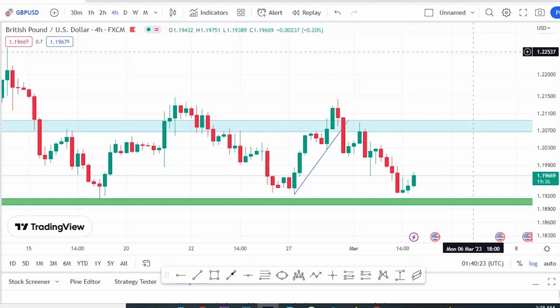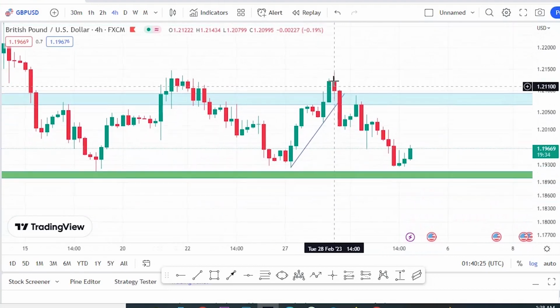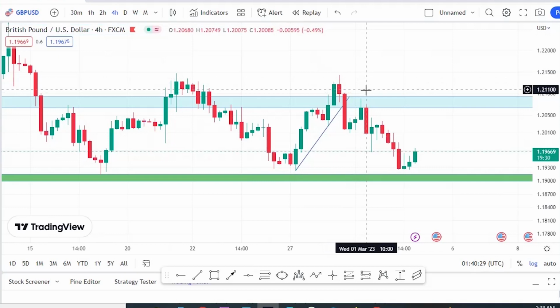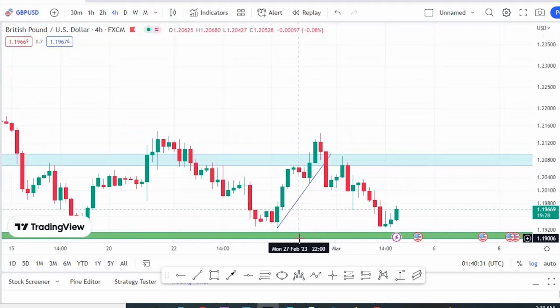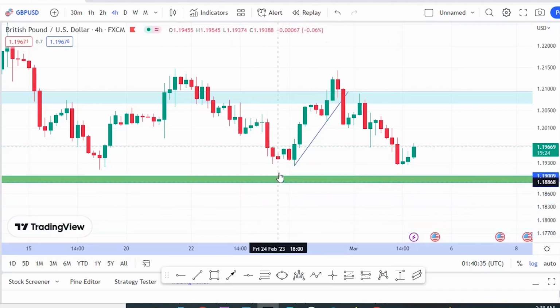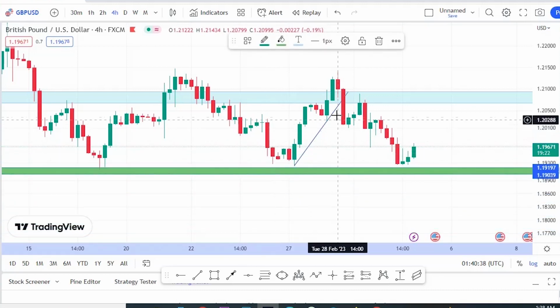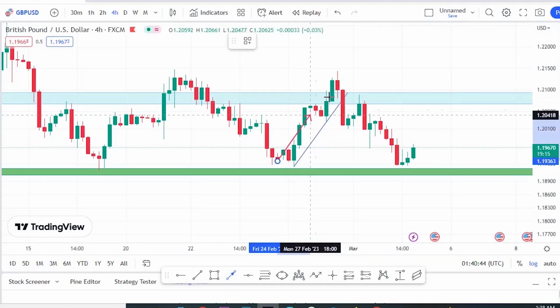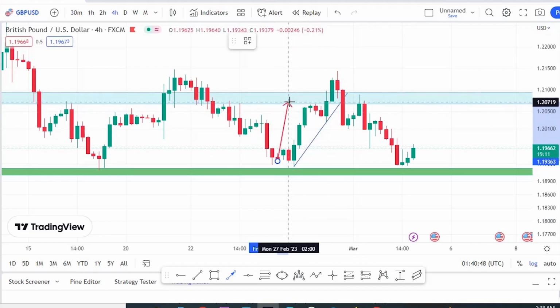So with GBPUSD, price was actually retracing back to the upside, and this blue bar region here was my daily resistance level.